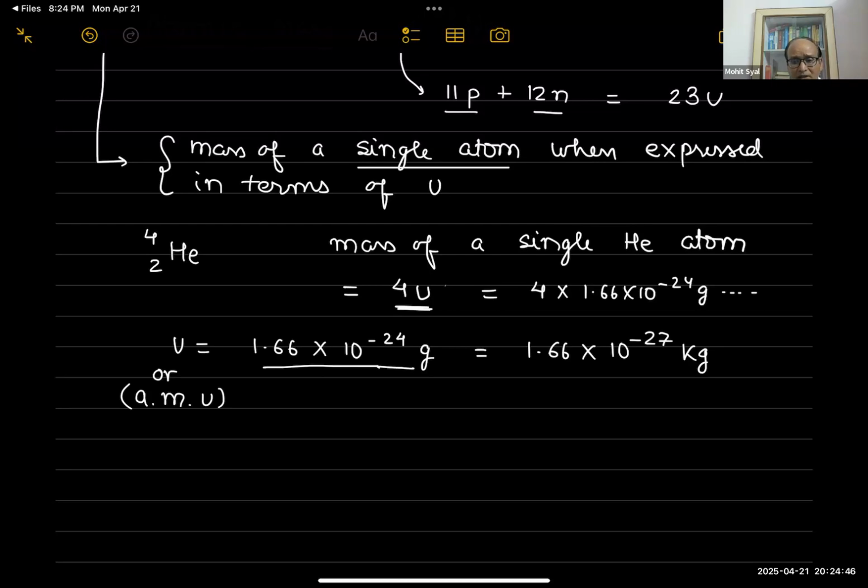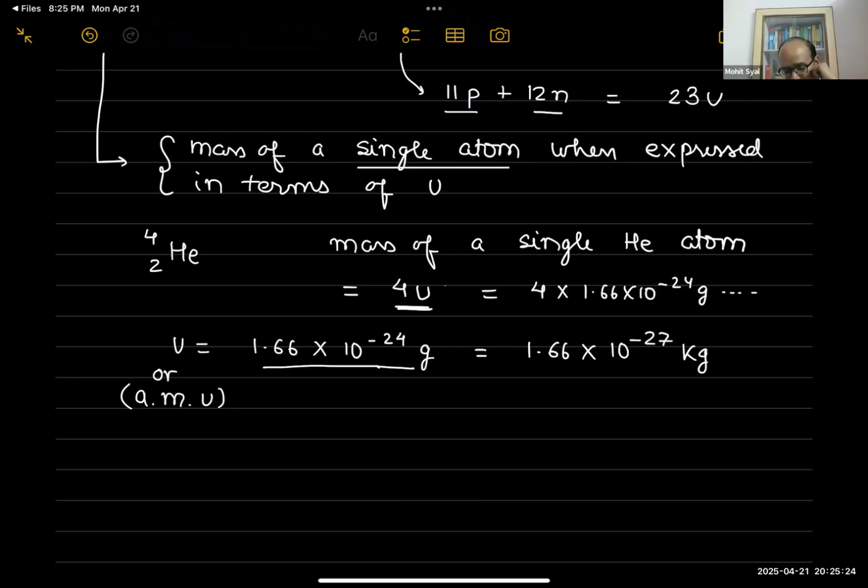But in chemistry, we actually do the addition of masses in the chemical equation and all, right? So will it be easier for us to express the mass in terms of the actual mass, or in terms of U? In U, sir, that will be very easy. And it is very easy to find the mass in terms of U. Just add the number of protons and neutrons, and put U with the sum of the protons and neutrons. I hope this is clear.